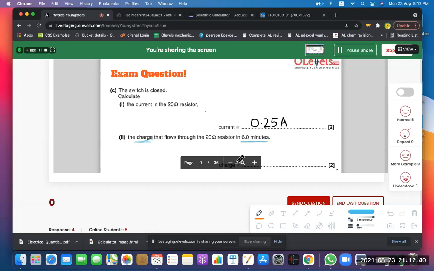Muhammad, yes, 20 ohms is also a keyword, but it's not that important here. Because you know what's the formula of charge? Q is equal to IT. So we have to calculate this Q here. I is given, we calculated it in the previous part. And T, we are interested in this one. We are not interested in resistance, because we know the formula is Q is equal to IT.